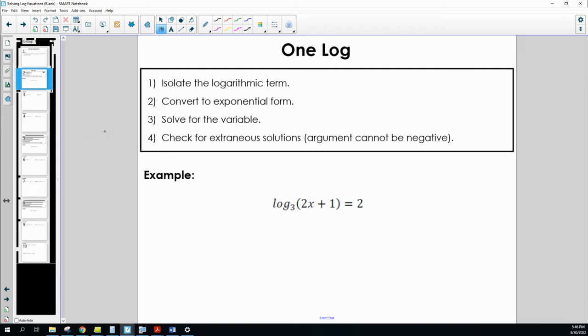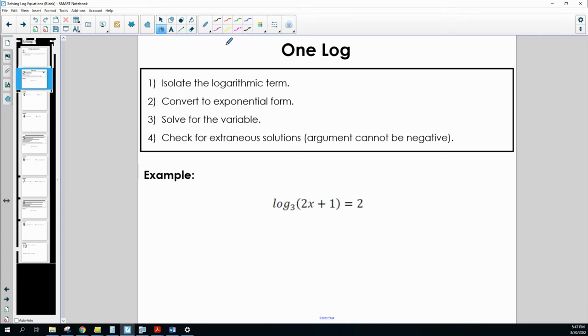This means that the argument cannot be negative. The argument refers to the piece that's inside the parentheses right next to the log. We should know from when we went over graphing exponentials that if we had, let's say, 3 to the x power, you're never going to get a negative number. The more positive numbers you put in, the larger the numbers you get. The more negative numbers you put in, the more you get fractions that approach 0, which is our horizontal asymptote. So we cannot get a negative value, meaning the argument cannot be negative.